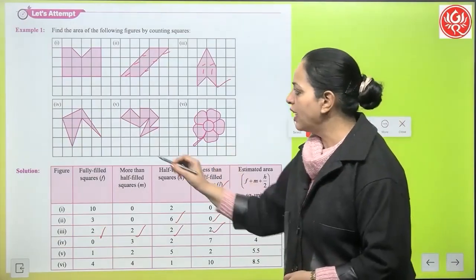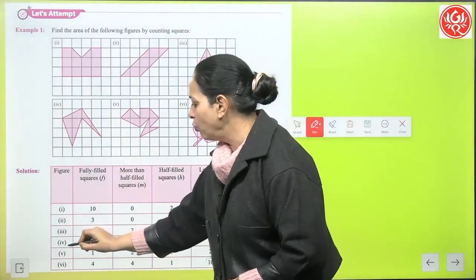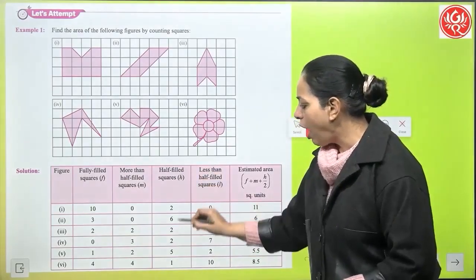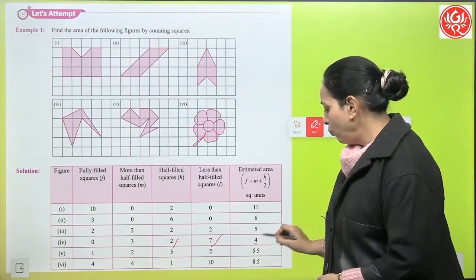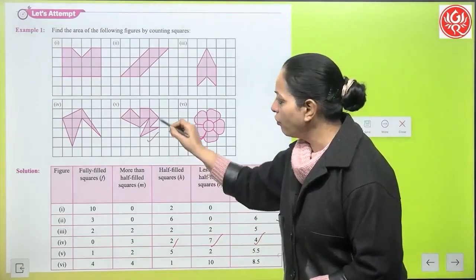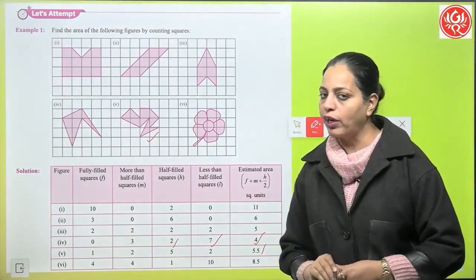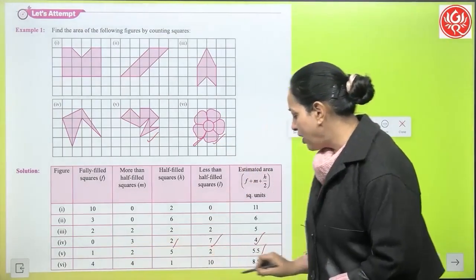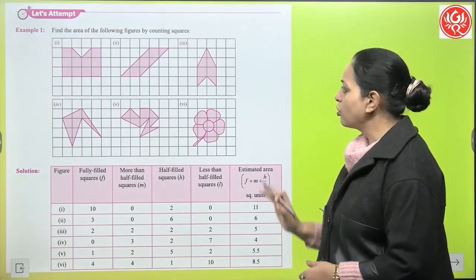Okay. Now see the next one, fourth one. So here you can count it. What we are getting? Fully filled 0, more than half filled 3, half filled 2 and less than half filled 7. So we can substitute the values, answer is 4. ऐसे हम fifth करेंगे. So we can find its answer, that is 5.5. Similarly, we can try this one. So here its answer is 8.5. So I hope these are clear to you.